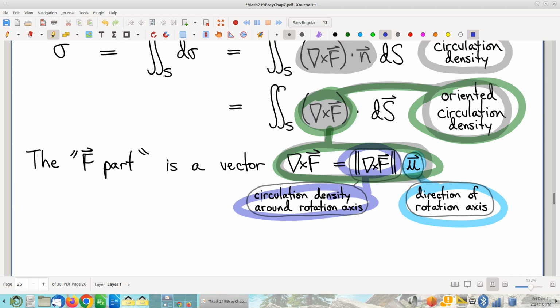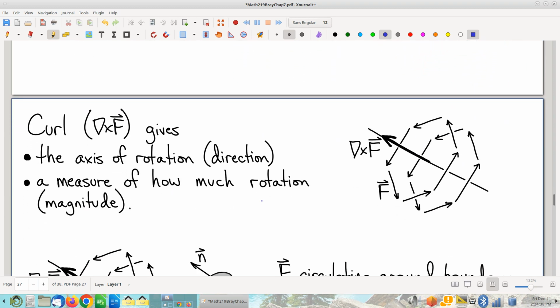So, nice way to think about it, right? Curl.n is the more natural thing if you're really hooked on the idea of a scalar notion of size. But curl by itself is actually telling you more information. It's telling you how much and in what direction the fluid's rotation is happening. And so I document that here on the next page.